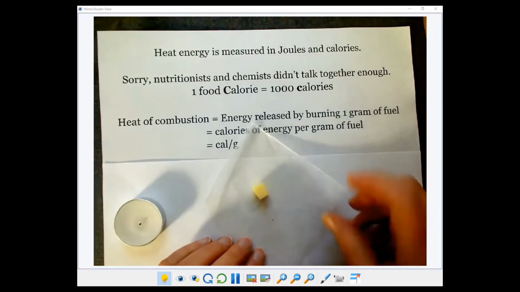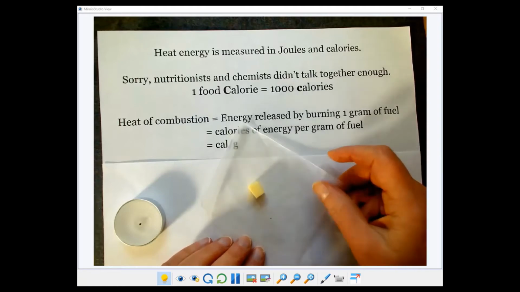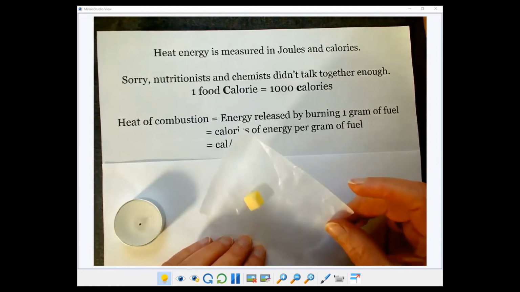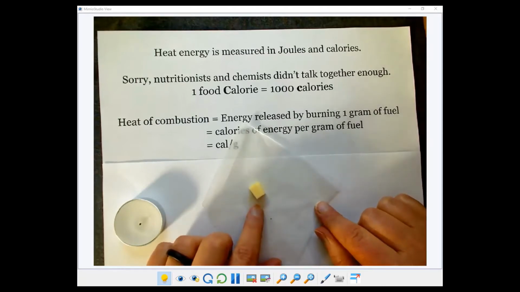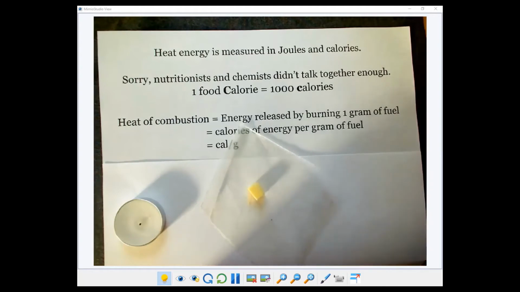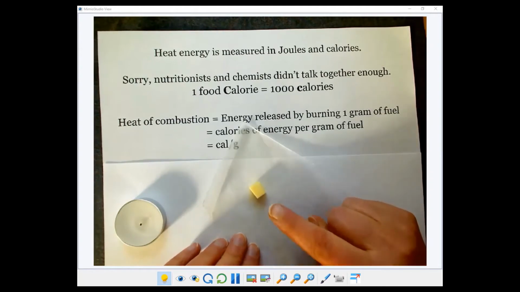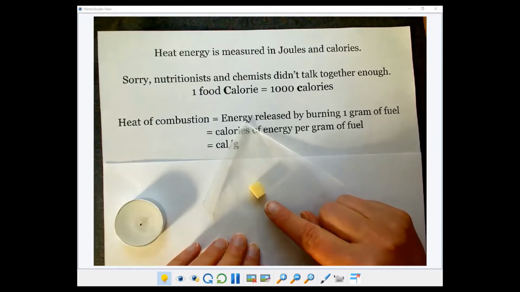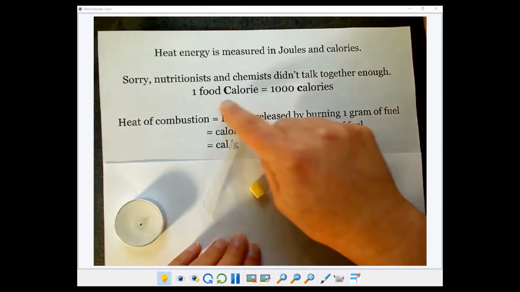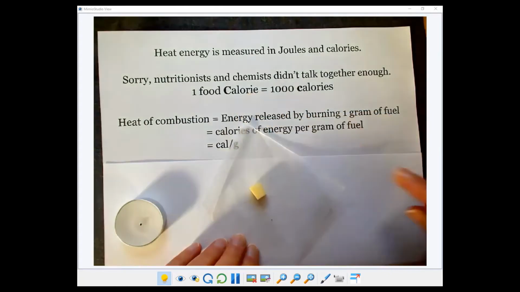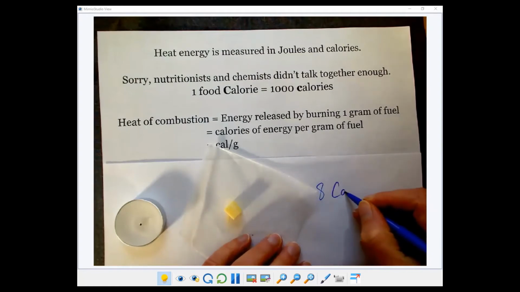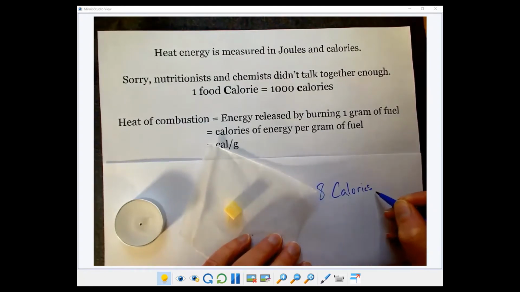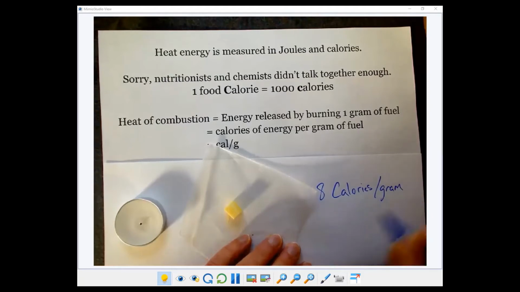This right here is 1 gram of butter. So you kind of know what butter's like. And there's 1 little gram of butter. It's about the size of my pinky. So we've got 1 gram of butter here. I double checked on the nutrition label, and I figured out that 1 gram of this butter has 8 food calories in it. So this guy has 8 calories per gram. So this 1 gram has 8 calories in it.